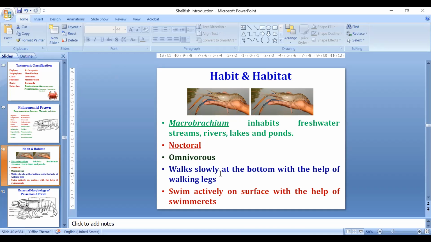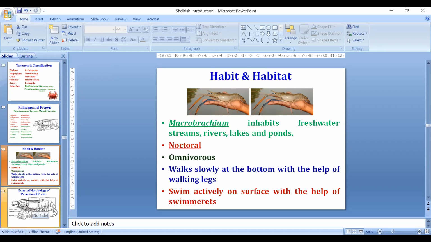Okay, then they walk slowly on the bottom with the help of the walking legs, and when they have to swim on the surface of the water, they use other appendages known as pleopods or swimmerets. So when they have to walk on the bottom, they use the walking legs, and when they have to swim on the surface of the water, they use their swimmerets or pleopods.